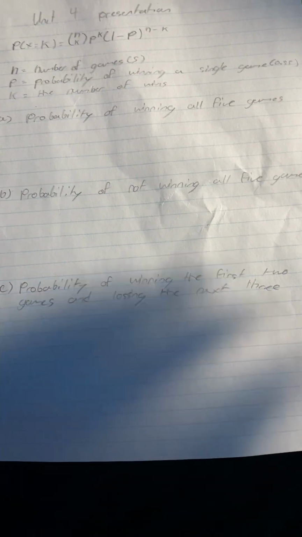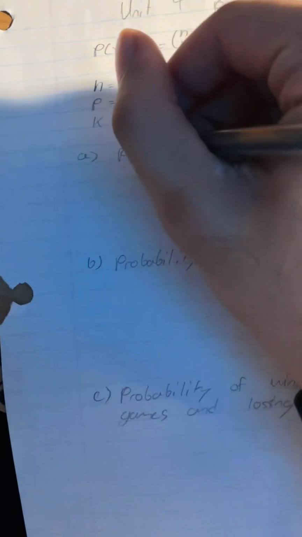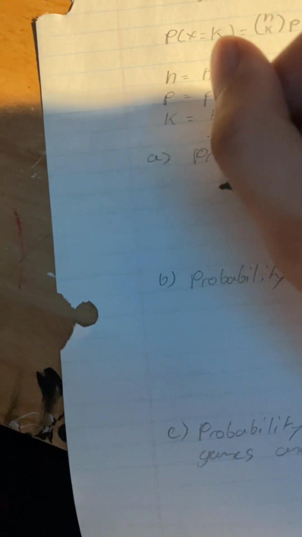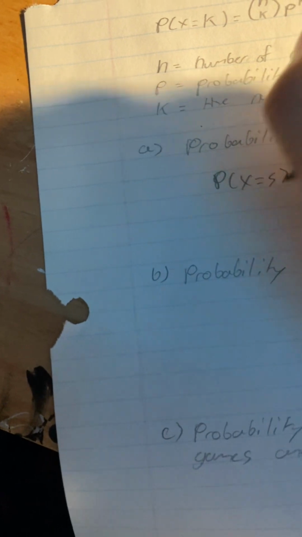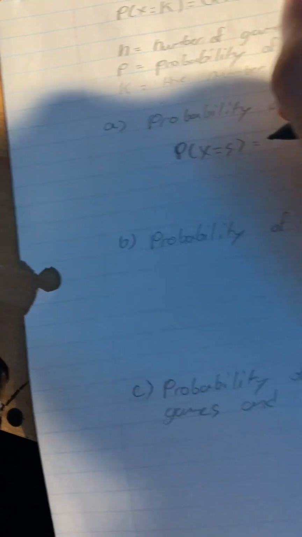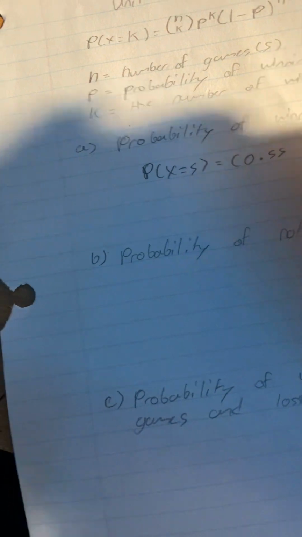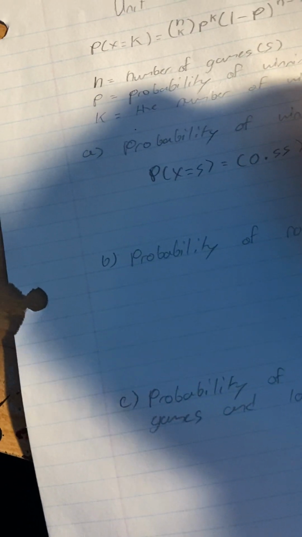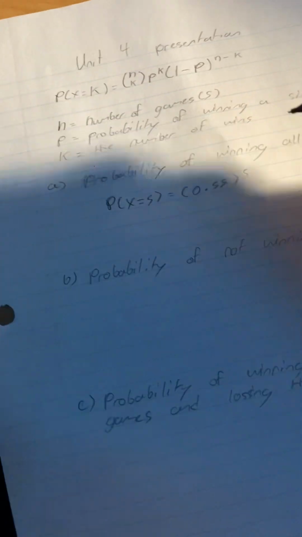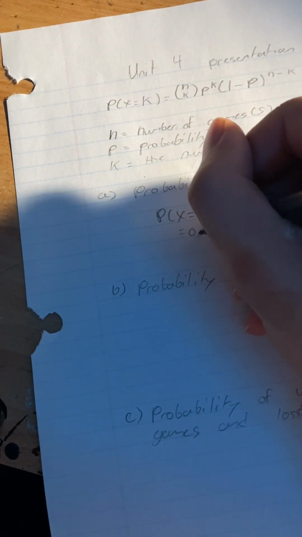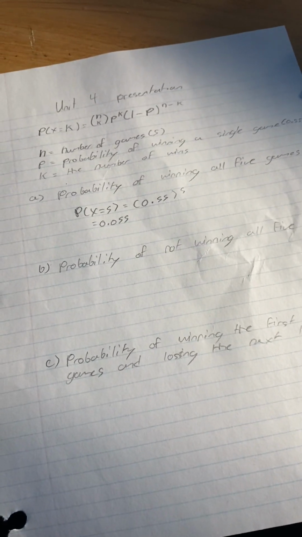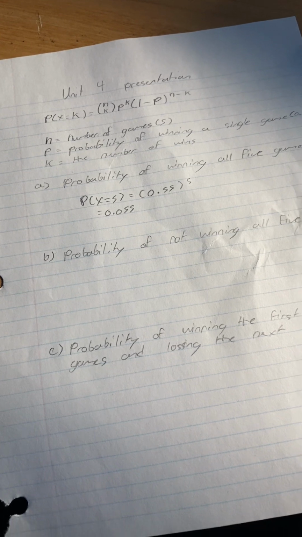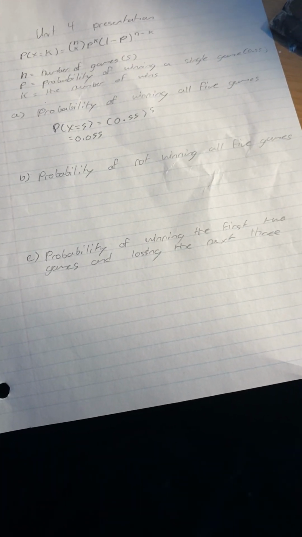So using the formula, P(X = 5) equals 0.55 to the power 5, which when we plug that in, equals 0.055. So the probability of winning all 5 games is 0.055%.